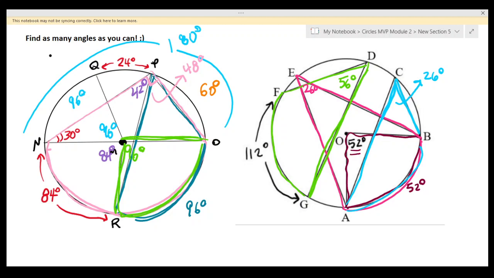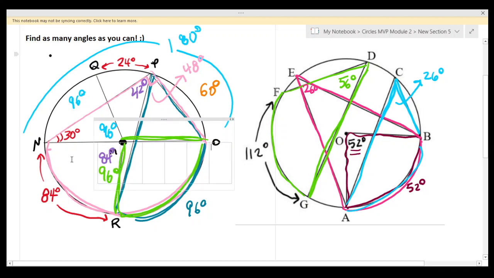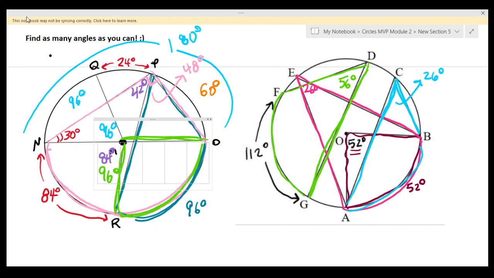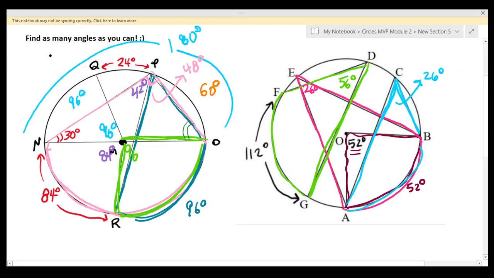Okay, there's one more thing we can find on here that you may not have thought about. So let's do it. The very last thing for us to find here is this angle right here. That angle is actually part of a triangle, and we know it's a right triangle with 30 degrees here and 90 degrees here. So this angle has to be equal to 180 minus 30 minus 90, which is 60 degrees. So this is 60 degrees.